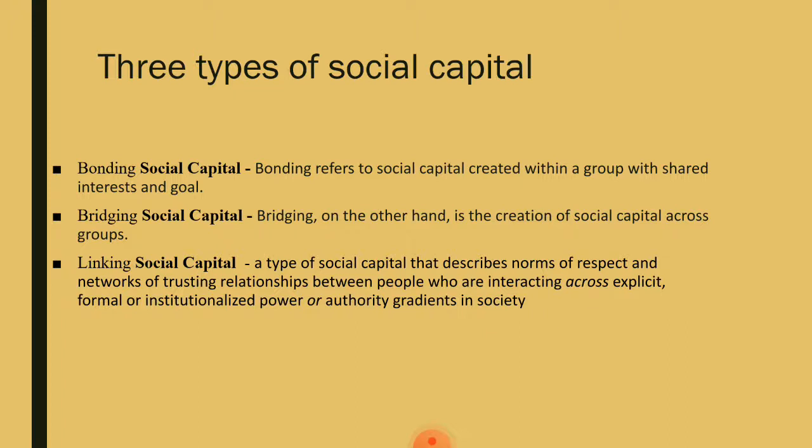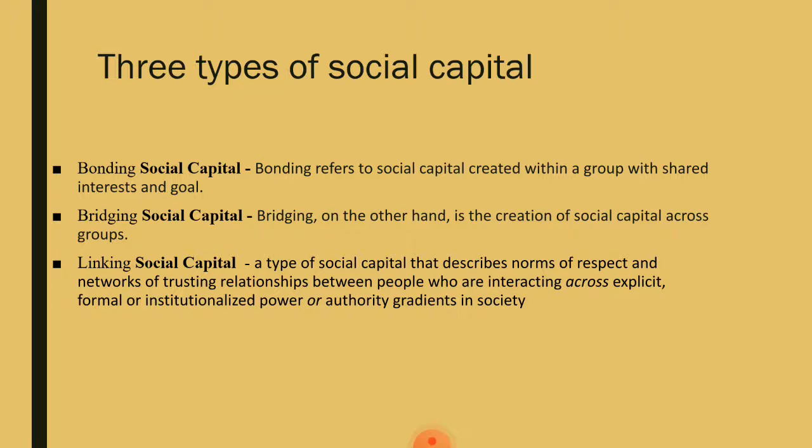Next is bridging social capital. Bridging, on the other hand, is the creation of social capital across groups. When bridging is successful, individuals in the two groups discover shared interests and goals and work together to achieve them. A neighborhood association that links up with the local police department is an example of how bridging works.